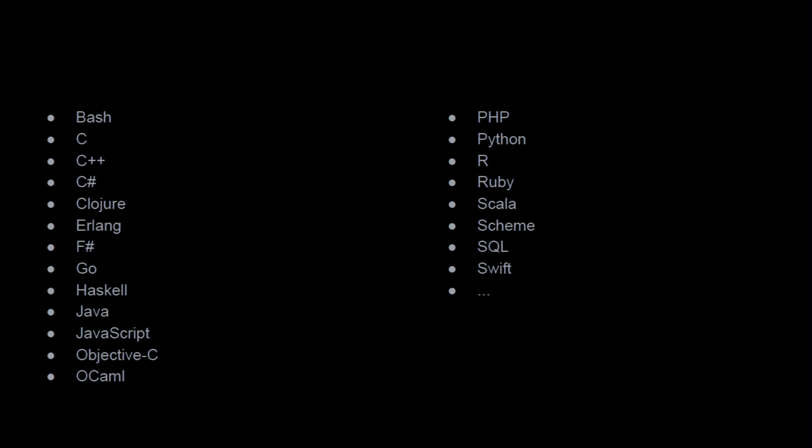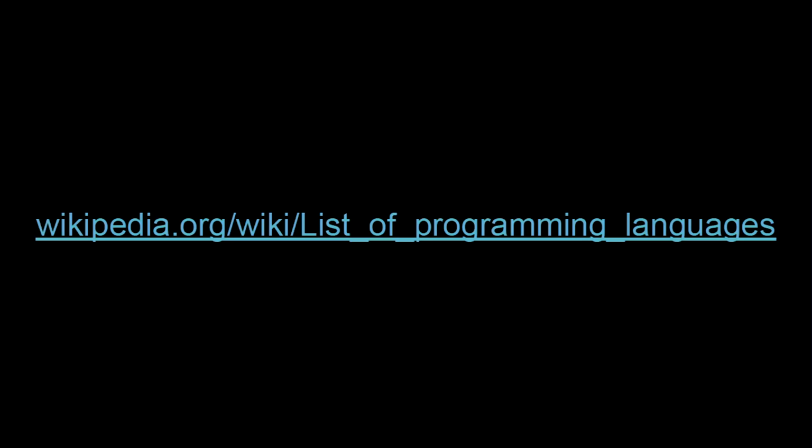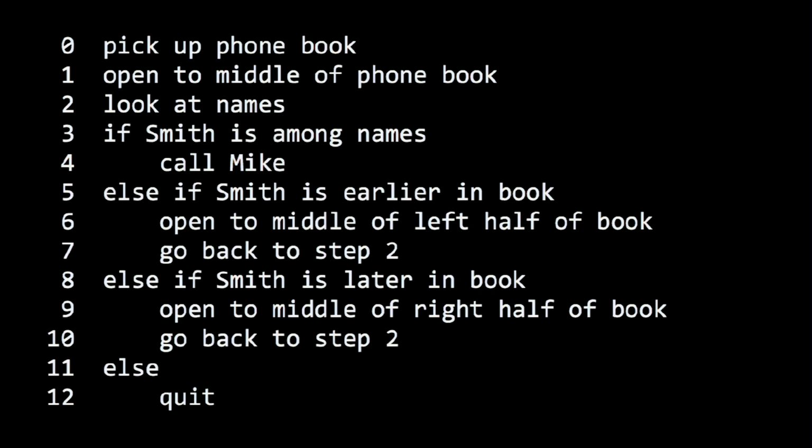Among the most popular these days, perhaps, are these here: Bash and C and C++ and C#, Clojure and Erlang and F# and Go, Haskell, Java, JavaScript, Objective-C, OCaml, and then PHP, Python, R, Ruby, Scala, Scheme, SQL, Swift, and so many more. In fact, if you'd like to see a nearly exhaustive list of all of the languages humans have invented, take a look at Wikipedia here, which goes into so much more detail. So suffice it to say that computers can print hello world, but they can do so much more as well.